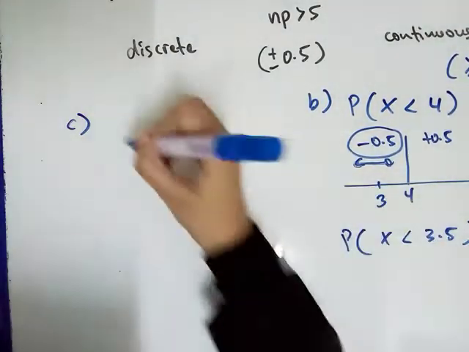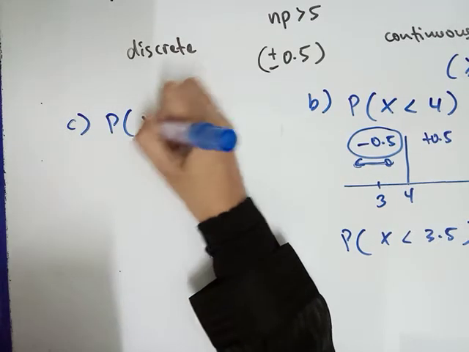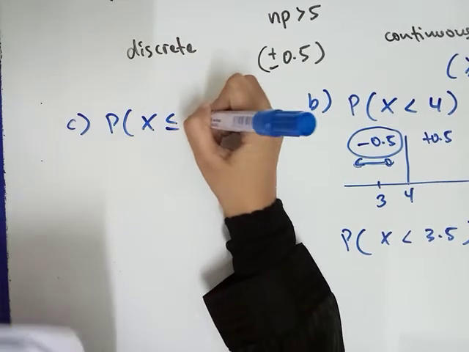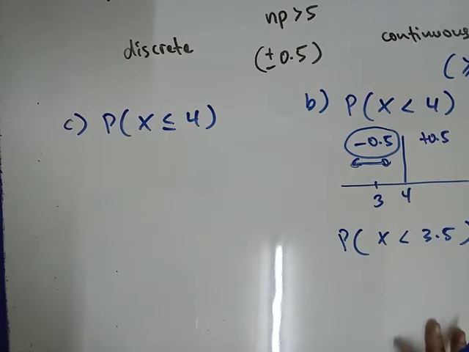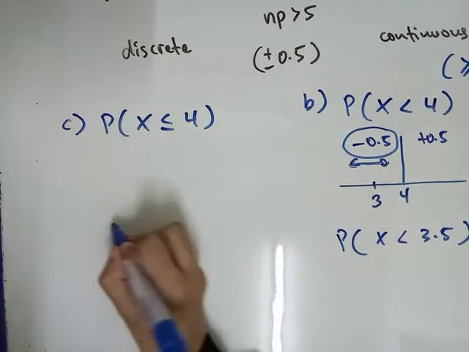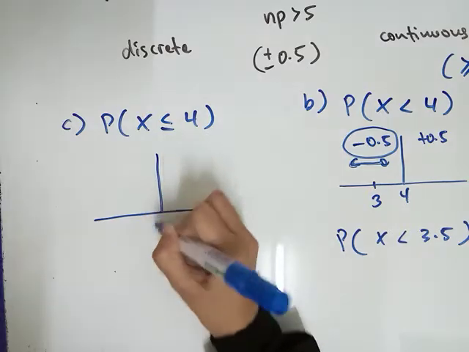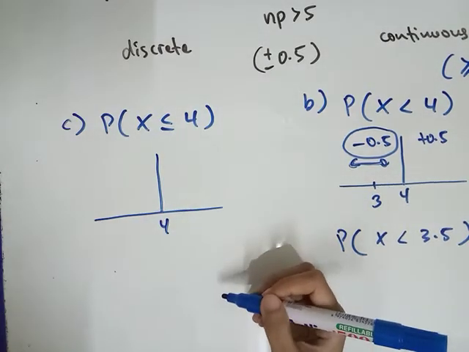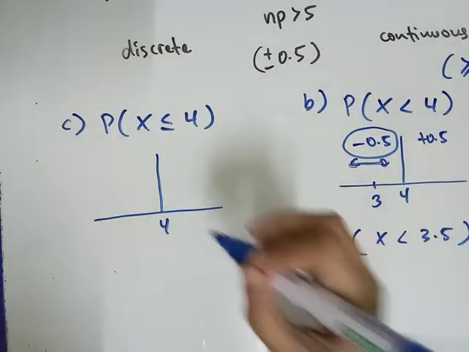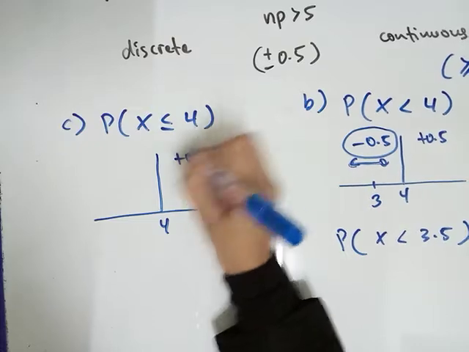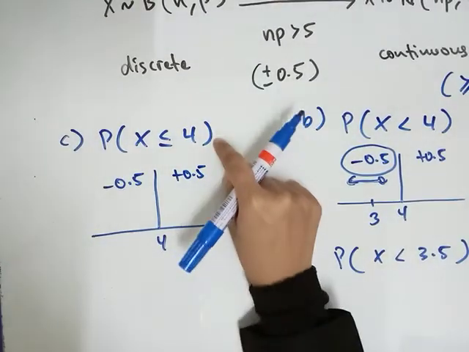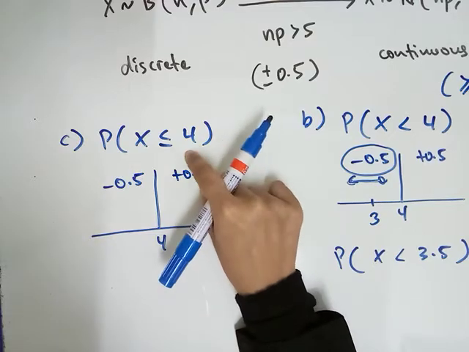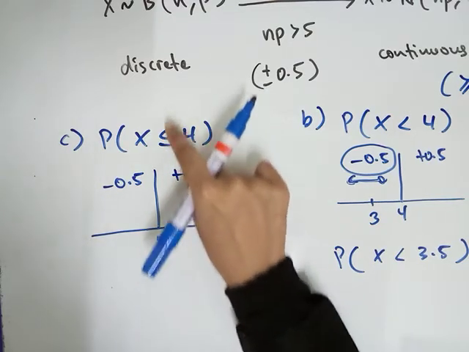C, probability x less than and equal 4. Okay, less than and equal 4. So draw the line. This is 4. So this is plus 0.5, this is minus 0.5. So this is from question binomial. Okay, less than 4, less than and equal 4. So the sign is very important.